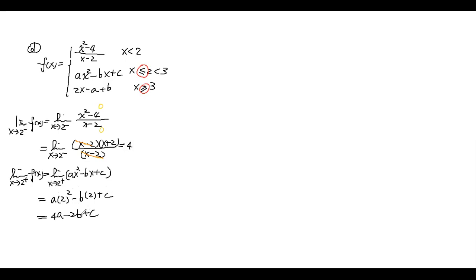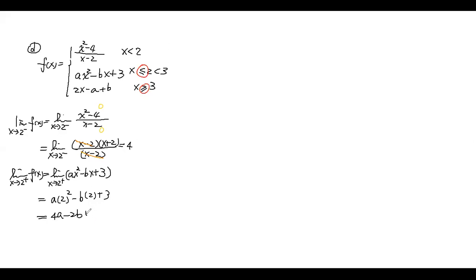4a minus 2b plus 3, I'm sorry, there's no c here. So this is 3. Okay, so this is 3. I don't know why I wrote a c there. Okay, so here, this is 3.